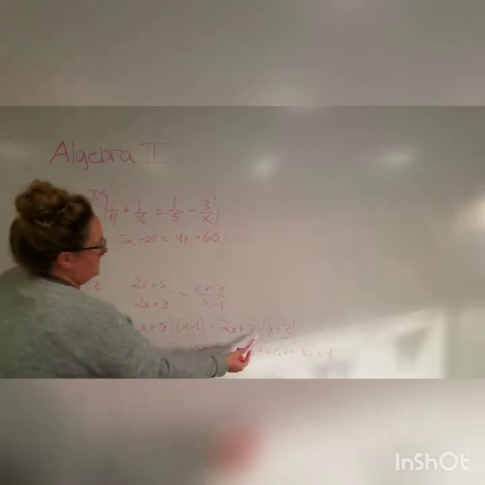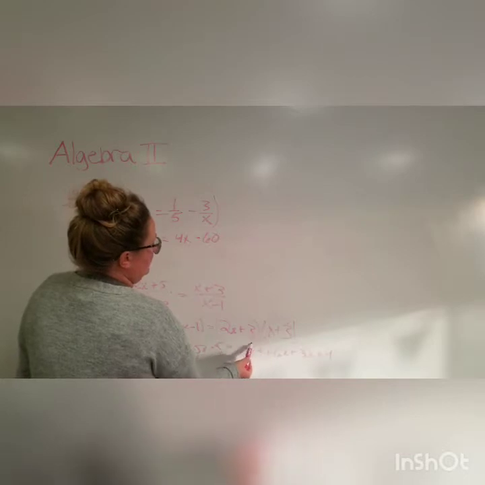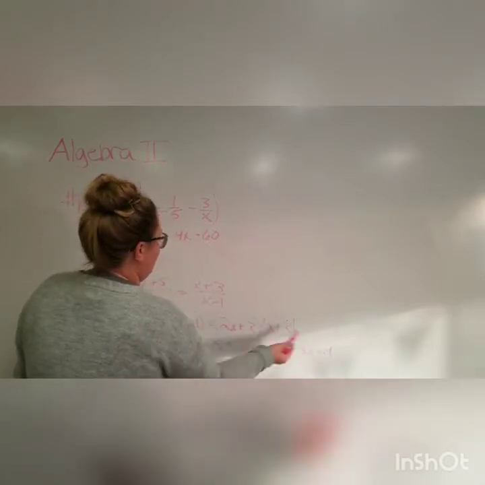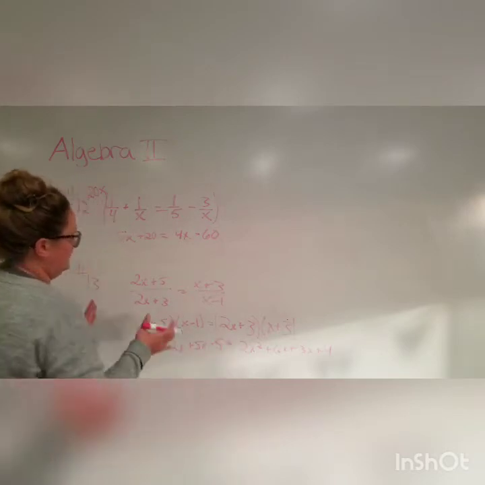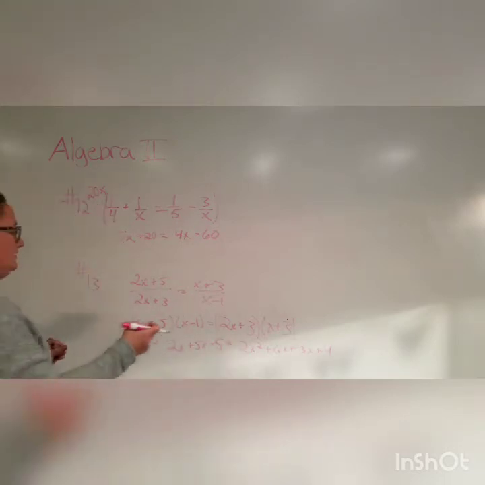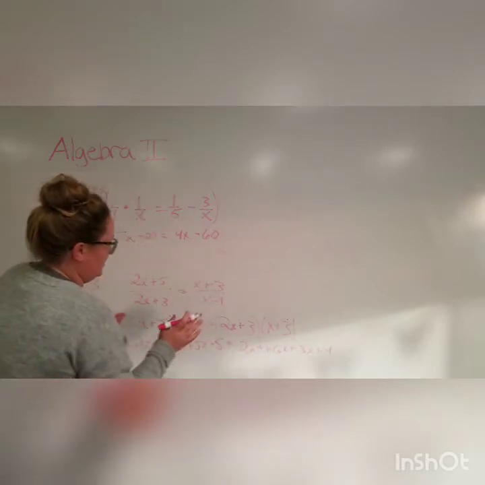Right, and 2x times x is 2x squared. 2x times 3 is 6x. 3 times x is 3x, and 3 times 3 is 9. All right, when you have 2x squared and 2x squared on opposite sides of the equation, it means they cancel, because they will subtract. As long as they have the same sign, they're going to eliminate.